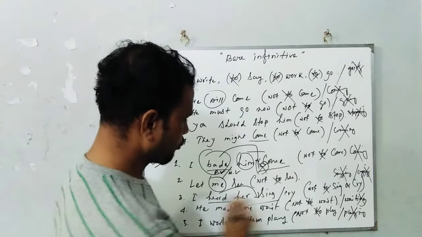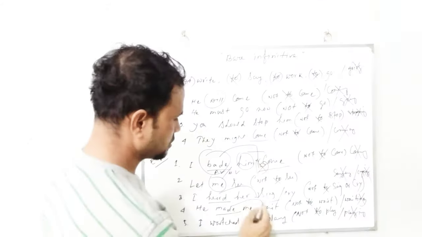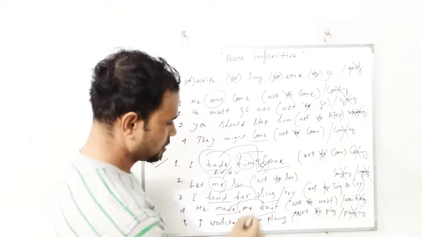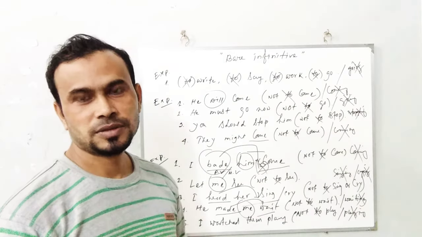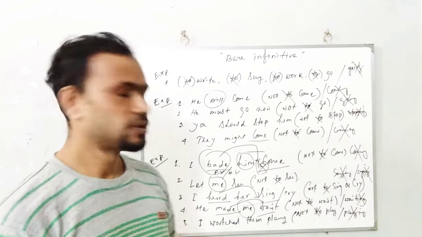He made me wait. Here, made is the principal verb, and after that, wait is a bare infinitive. Or you can also see me as a personal object. After that, you should always use a bare infinitive verb.